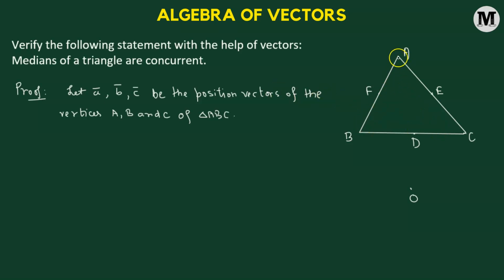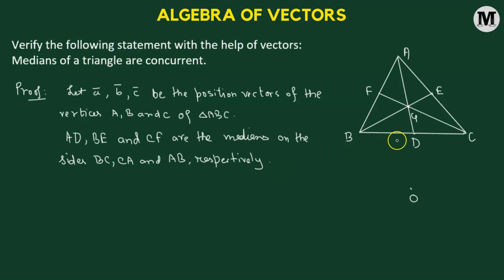Now what will we do? We'll join point A and point D. Similarly, we'll join B and E, and C and F. And they are going to be the medians of the triangle ABC. Now, let's say the three medians AD, BE and CF meet at a point G. This will be our goal. We need to show that the three medians are concurrent, meaning they meet at the same point G.